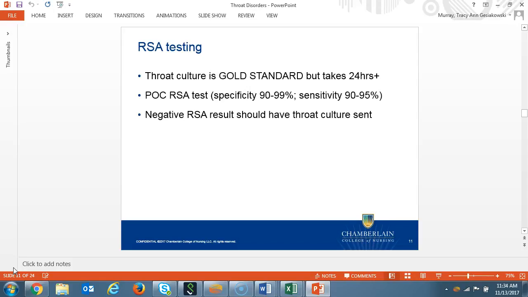Rapid strep antigen tests have a high specificity, 90 to 99% specific for detecting group A strep, and a high sensitivity. As such, a positive result means that it is very likely that the patient has group A strep. A negative rapid strep result should be backed up by a throat culture of the posterior pharynx for maximal sensitivity.